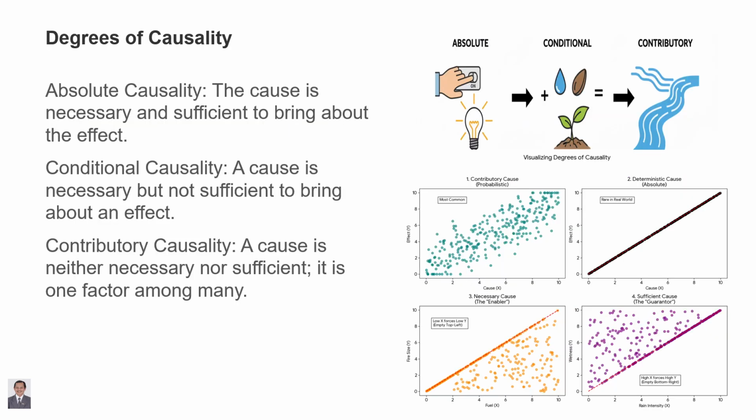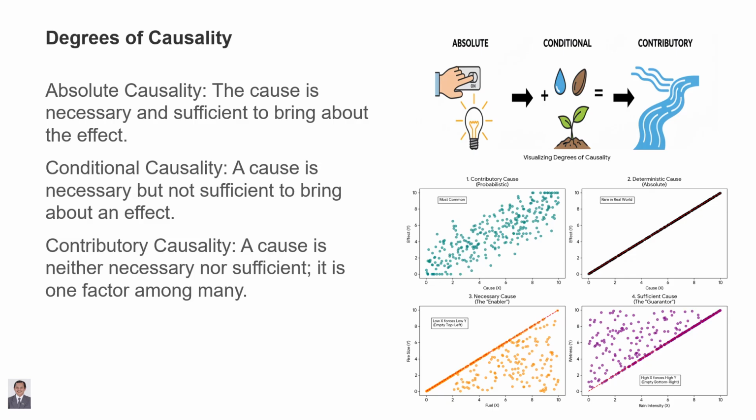Even when we can confidently establish a causal link between variables, it's crucial to understand that this relationship is rarely a simple, straightforward one-to-one dynamic. In reality, causality operates along a spectrum, manifesting with varying degrees of influence and dependency. At the highest degree, we have absolute causality, a stringent condition in which the proposed cause is both absolutely necessary and, by itself, entirely sufficient to consistently produce the observed effect.